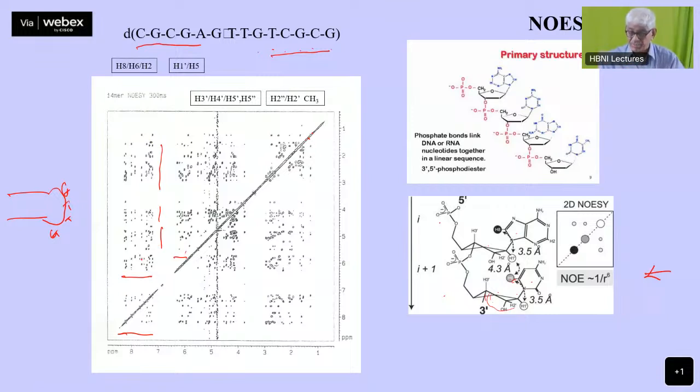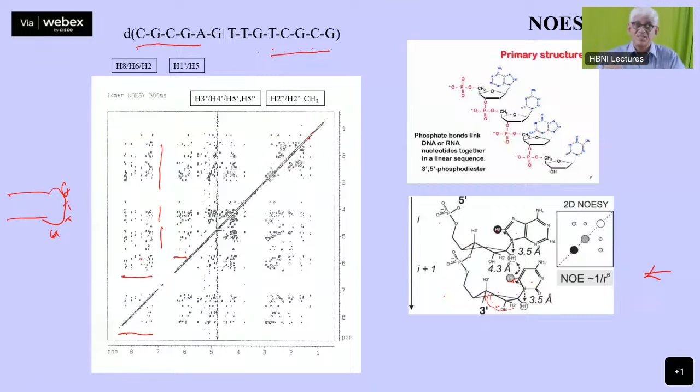What is the distance between a base to base, one base to the next base? Notice here, of course, that you will not see from this base to this base. That is a long distance. You will see base to base. You will not see from this base to this sugar protons. That is, base of I to the sugar of I+1 you will not see. You will see from base of I+1 to the sugar of I, the previous nucleotide units.